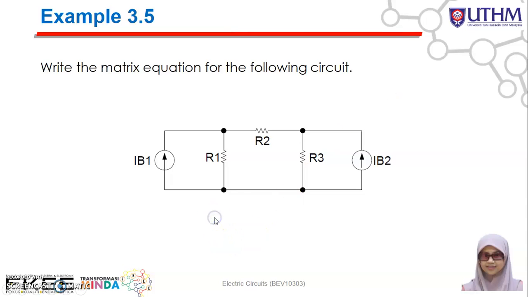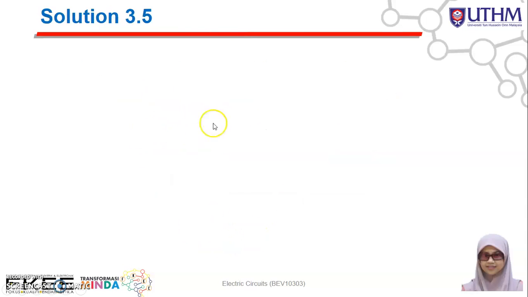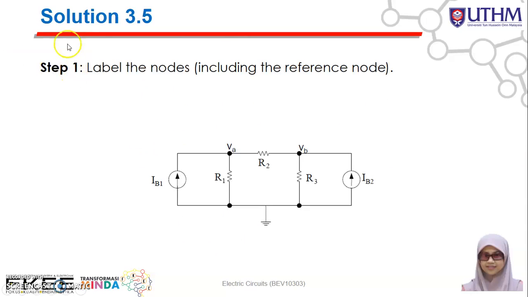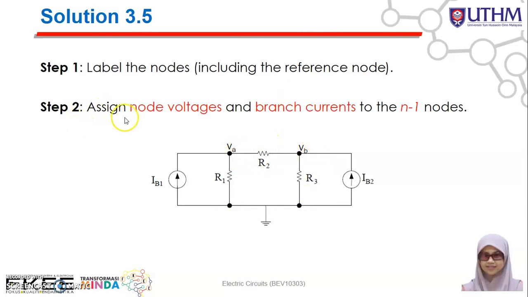Okay, so the step by step on how to solve the question. Step number 1, you need to label the nodes including the reference node. In this case, you have a ground, and then you have a node A and node B. And then step number 2, we need to assign the node voltage and branch currents to the n-1 nodes. In this case, we have node 1, node 2, and node 3. So n-1 nodes will be equal to 2 nodes.